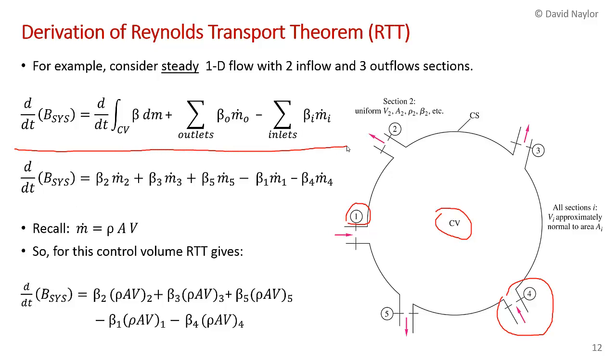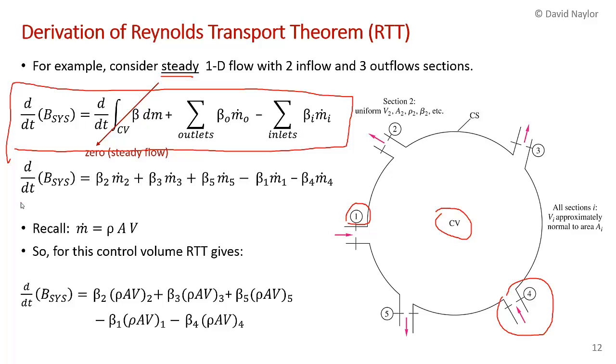Here's the general expression for Reynolds Transport Theorem. We're considering a steady flow, so we can set the transient term to 0. There's no rate of change of the property B within the control volume. So to get the rate of change of B of the system, we just have to add up the rate at which B leaves the control volume.